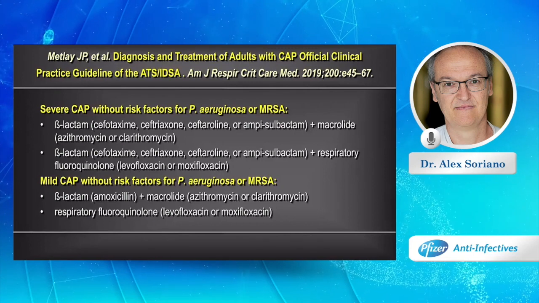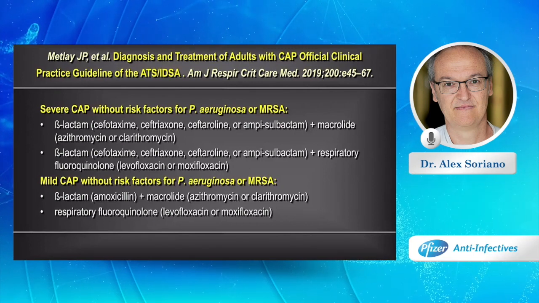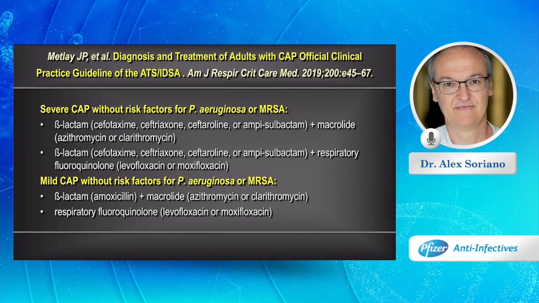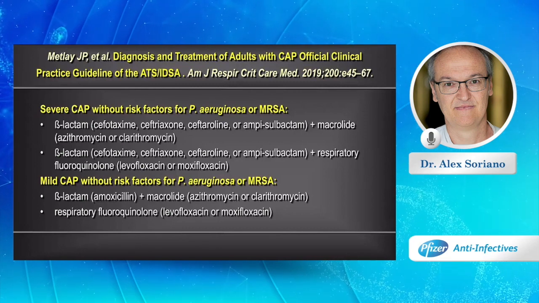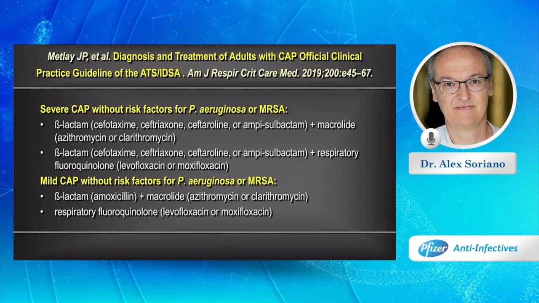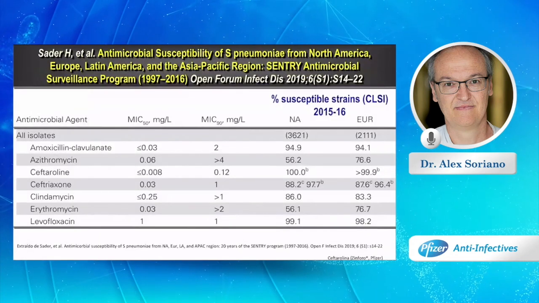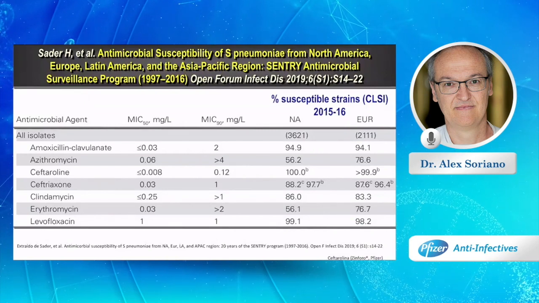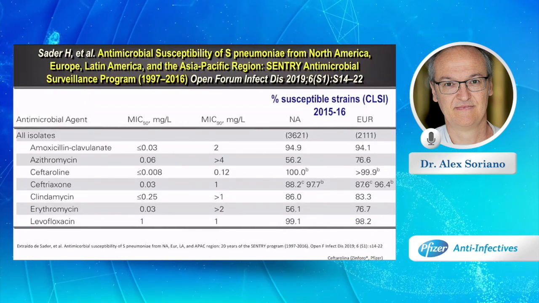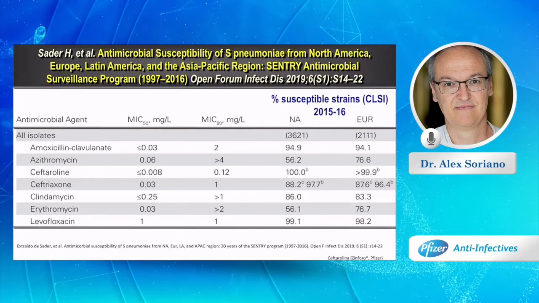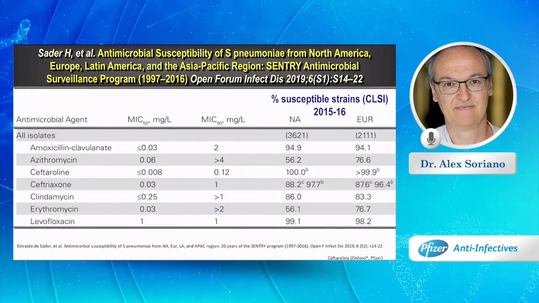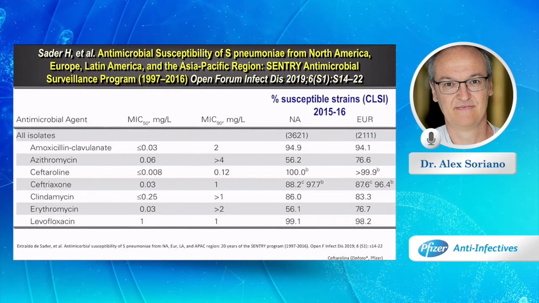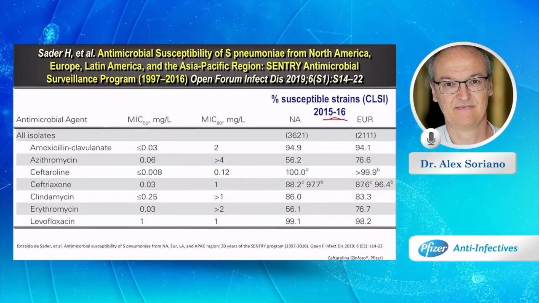Because the second question is, okay, I prefer a macrolide in combination with a beta-lactam, but with which beta-lactam? I mean, cefotaxime, ceftriaxone, or ceftaroline? Well, let me start first with some very recent data from the SENTRY program that is working around the world, and they celebrate 20 years collecting data. And they published this information about pneumococcus, the susceptibility rate of pneumococcus within these years.